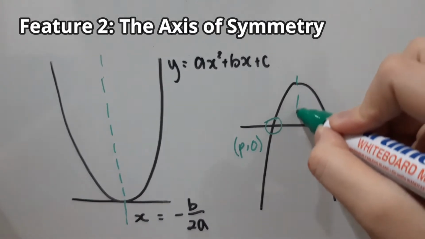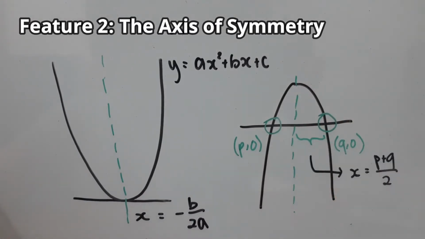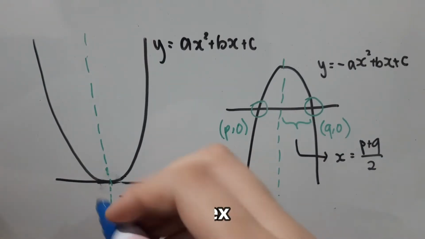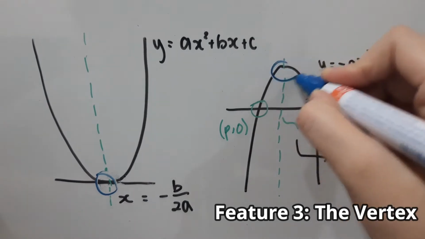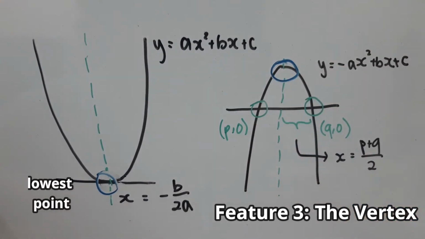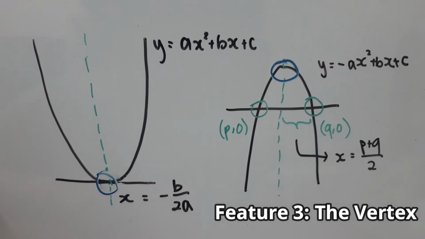Similarly, if your parabola has two x-intercepts, you can add them up and divide them by 2 to get the middle point. Feature 3. The vertex. In a positive quadratic function, the vertex is the lowest point on the graph, while in a negative quadratic function, the vertex is the highest point on the graph. The vertex's x-coordinate is also the equation of the axis of symmetry because the axis passes through the vertex.